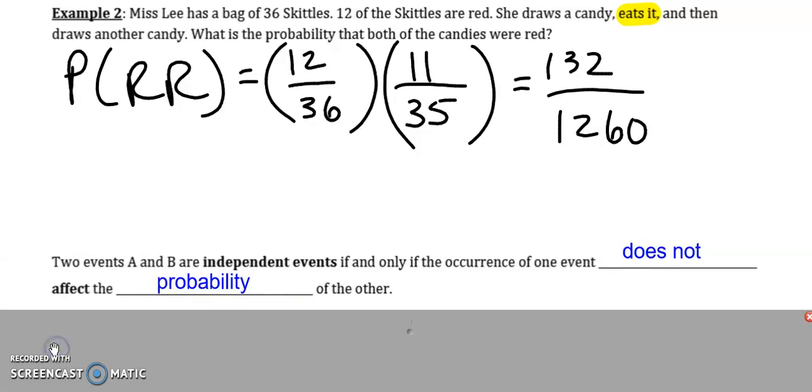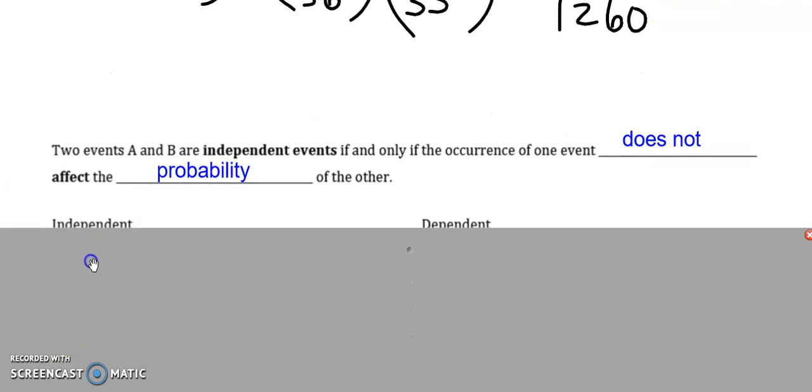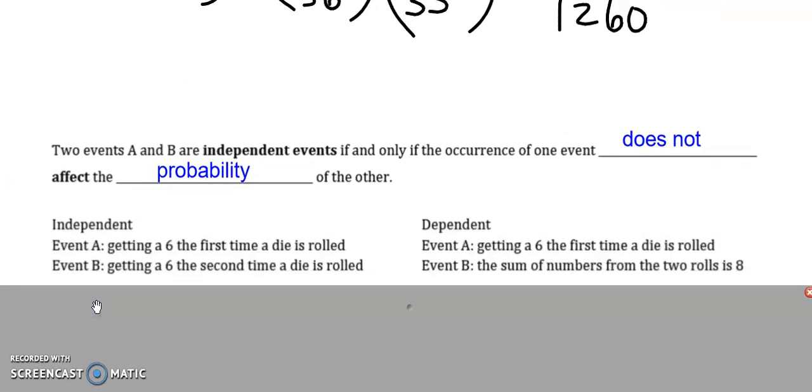So two events, A and B, are independent if the occurrence of one event does not affect the probability of the other. So we have the example here, independent: getting a 6 the first time you roll a die, and getting a 6 the second time. That would be independent. Dependence would be getting a 6 the first time and then having a sum of 8 on the second roll.